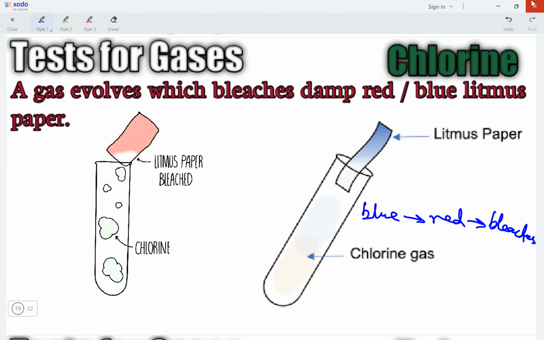So here, when we have the red litmus paper, it will not change color because chlorine is an acidic gas, right? It will dissolve in water forming HCl. The litmus is already red, and litmus is red in the presence of acid. So there will be no change of color observed. But using a blue litmus, when HCl forms, it will turn the blue litmus red, and then chlorine will bleach the red litmus paper and turn it colorless. So this is how you test for the presence of chlorine gas.